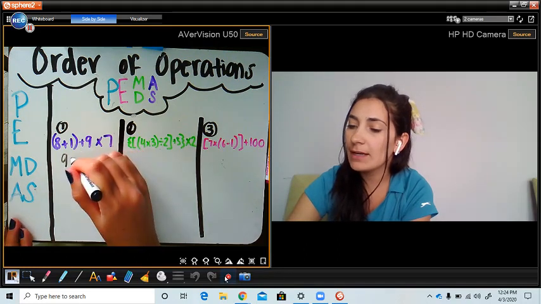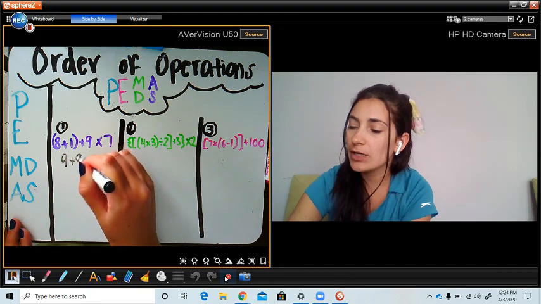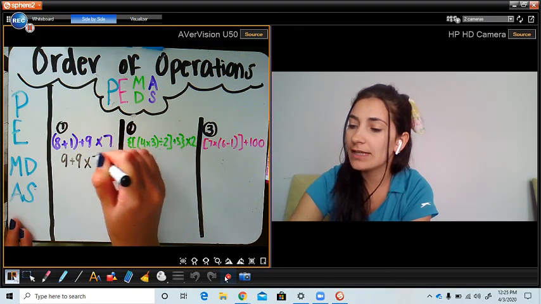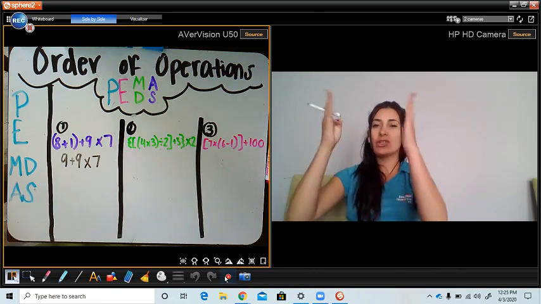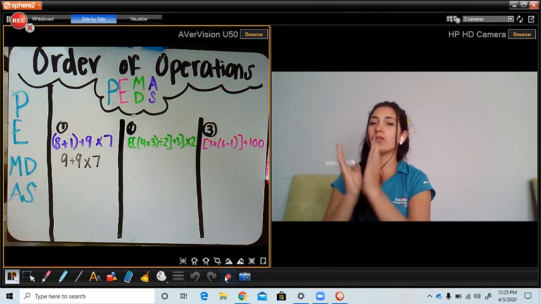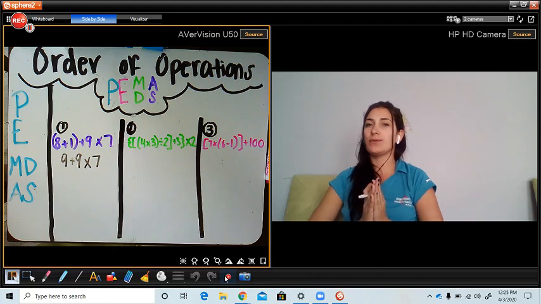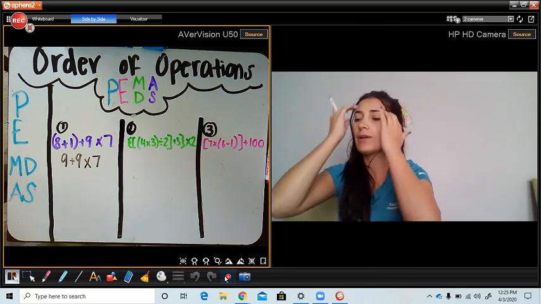8 plus 1 was 9, and we're going to bring down the rest of the equation, which was plus 9 times 7. So as you do this, it should almost look like an upside down triangle because you're working your way all the way down to the answer. It's the best way to keep your work organized.